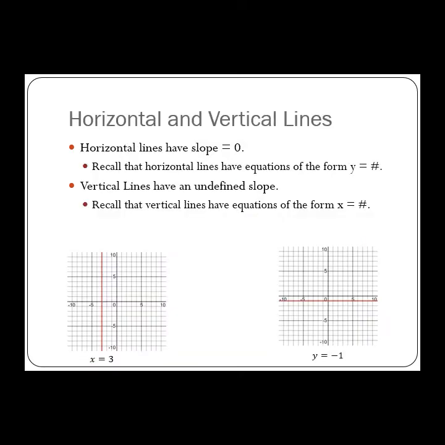Horizontal and vertical lines, as always, are a little weird. The horizontal lines are going to have slope 0 because they aren't going up or down at all, so that's a slope of 0. And these vertical lines over here, those are going to have an undefined slope. You can think of it as they're infinitely steep.